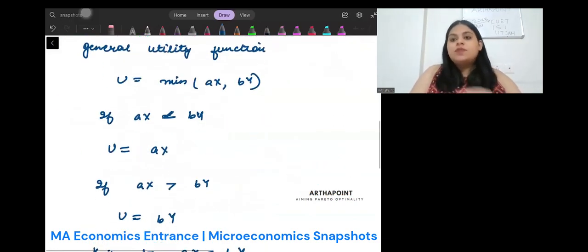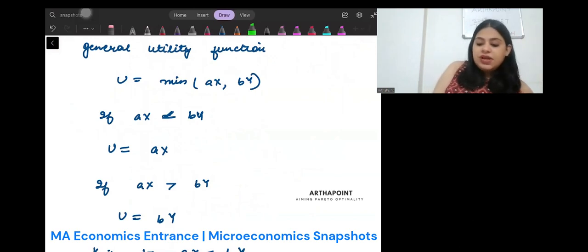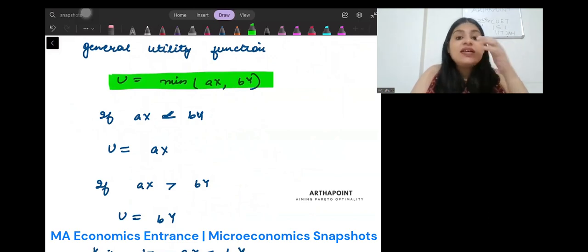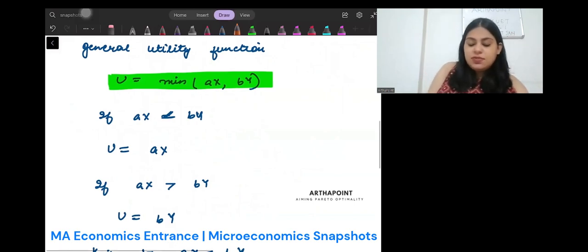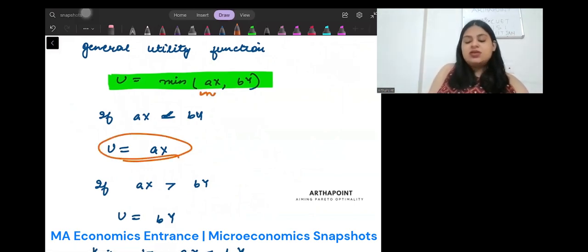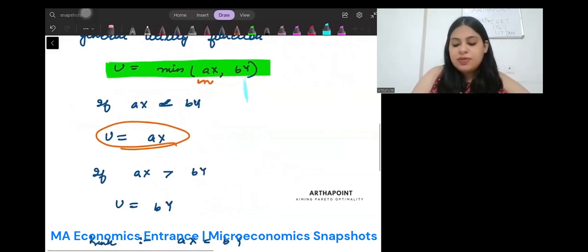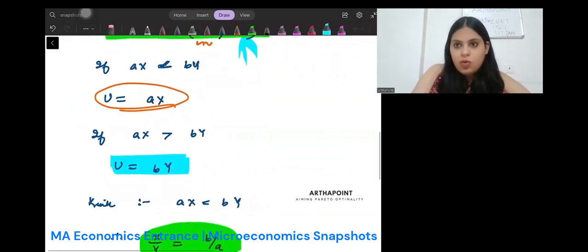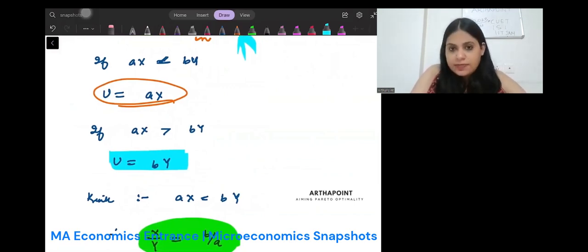The general utility function. For complementary goods, the general utility function is of the format U is equal to min(AX, BY). If AX is less than BY, then utility will be, this is the minimum, this is less of the two, then U will be equal to AX. If AX is greater than BY, then the minimum will be BY. So utility will be BY. And at the kink, where AX is equal to BY, utility will be either AX or BY.